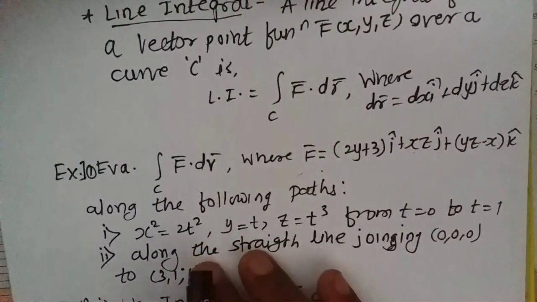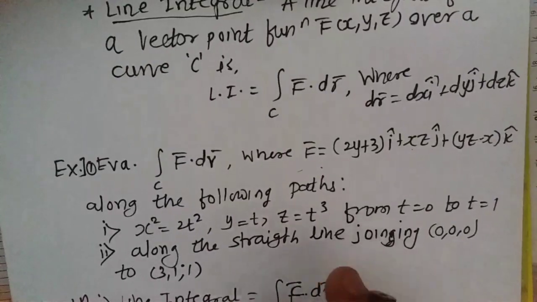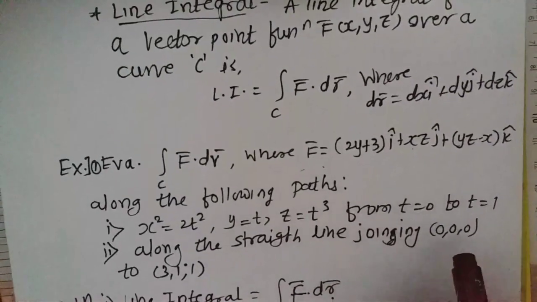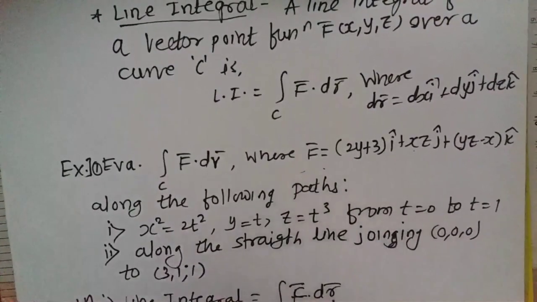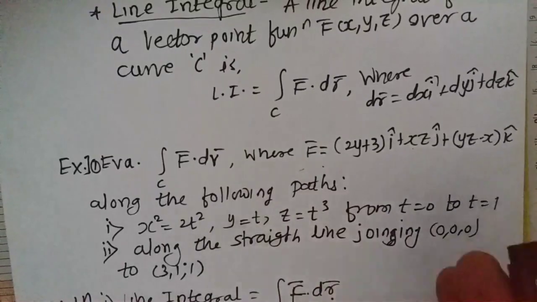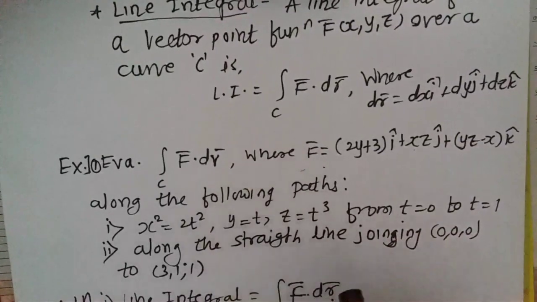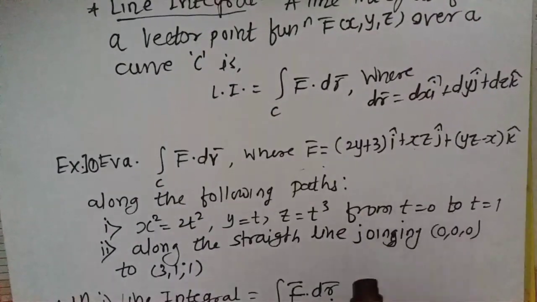The equation of the straight line is not mentioned, not even in parametric form. Just the end points are given. So using the end points, I will first write the equation of the straight line and then its parametric equations. We must have the parametric equations of the curve so that we can evaluate the integral with respect to that particular parameter.